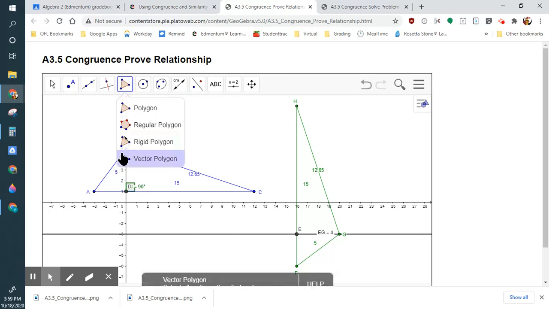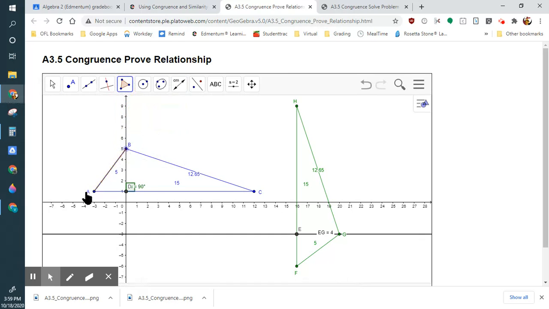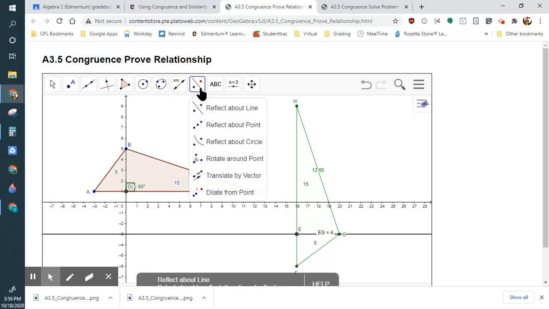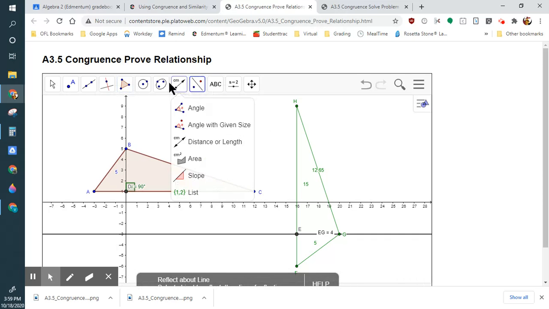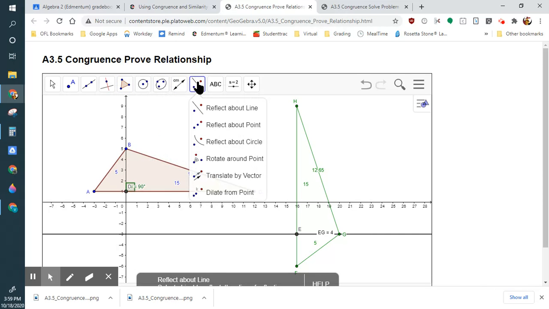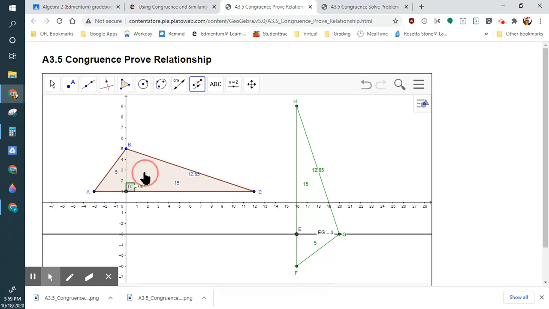So what I'm going to do here is make this a polygon just to make this easier to move. If it's a polygon, I can move the whole thing. As lines and dots, I can't really do that. So I am just going to use my transformation tools. Where are my transformation tools? Oh, right here. I'm going to translate by vectors. I'm going to click this and move it.